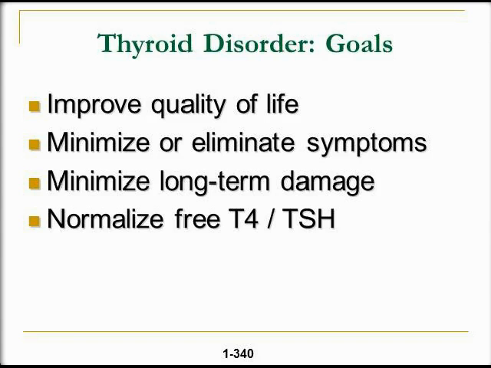What are our goals with respect to the treatment, whether it's hyper or hypo? Well, it's to improve the quality of life and to minimize and eliminate symptoms. You can say that practically about any disease. And hopefully to minimize long-term damage to the body, whether it's osteoporosis in hyper, or the heart in hypo. And hopefully then be able to normalize the free T4 and the TSH. For all intents and purposes, that's what we're trying to do when we're trying to treat Hashimoto's or Graves'.